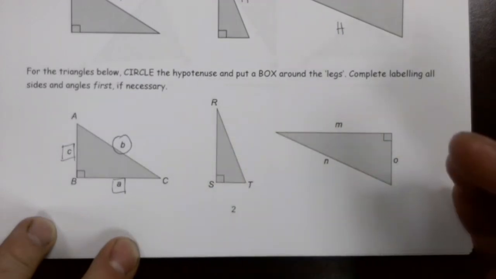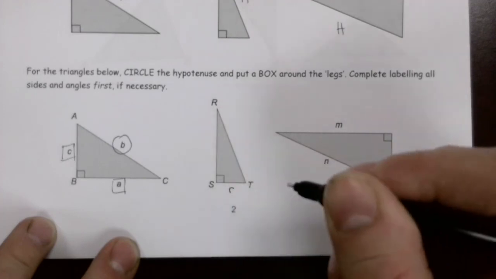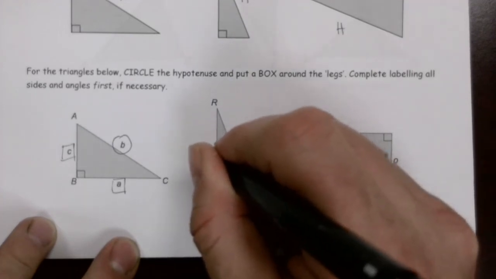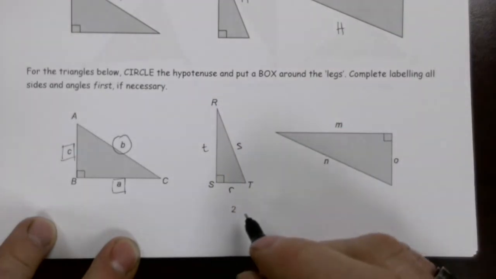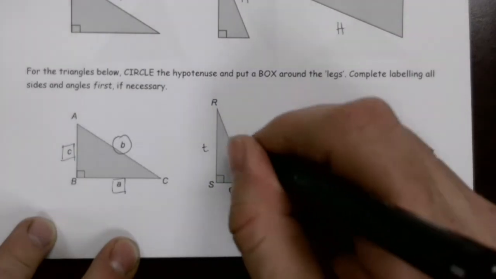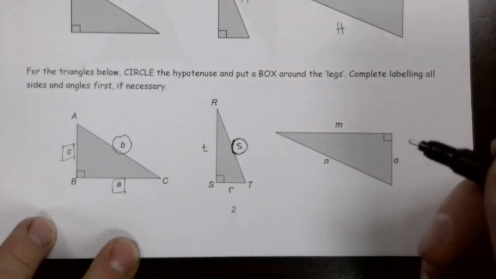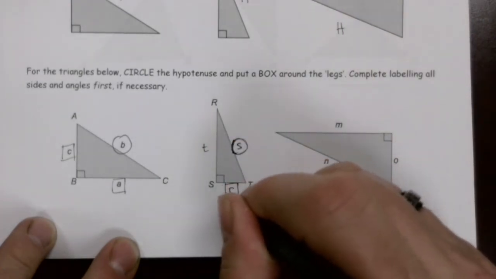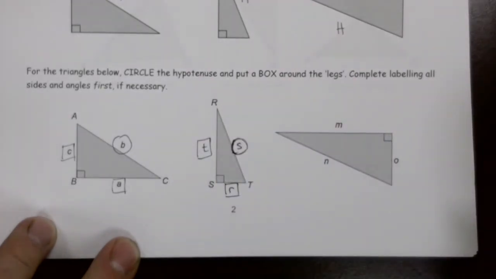This one right here is missing the labeling of the sides, so opposite capital R is lowercase r, opposite capital T will be lowercase t, opposite capital S will be lowercase s. And since S is the right angle, little s, sorry, I'm circling those, little s is going to be the hypotenuse, which means little r is a leg, and lowercase t is also going to be a leg.